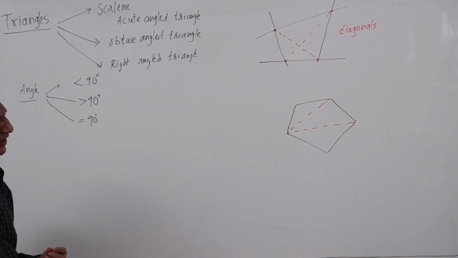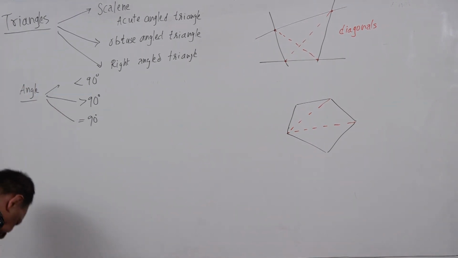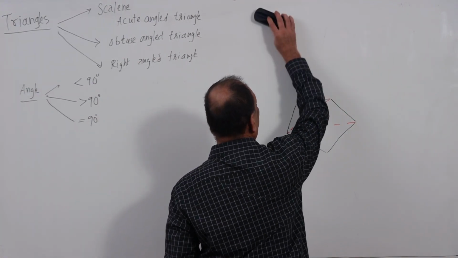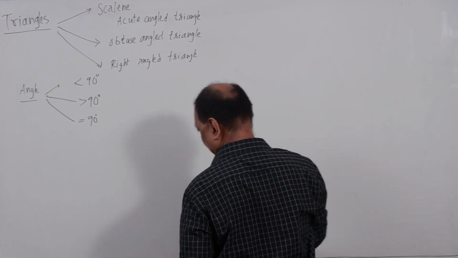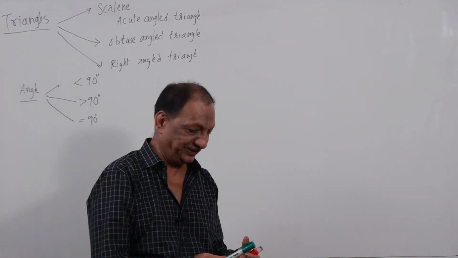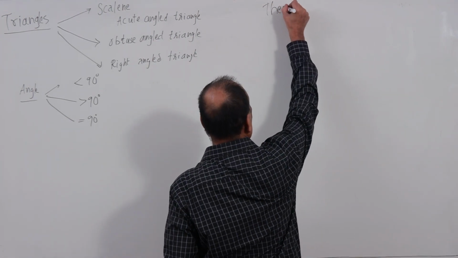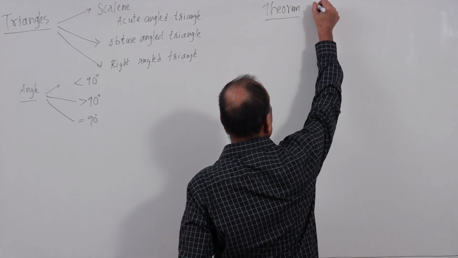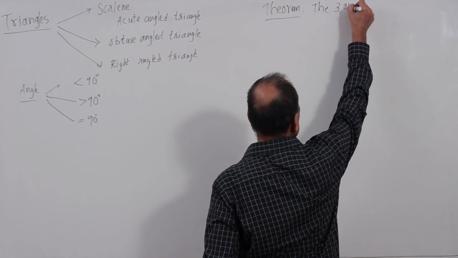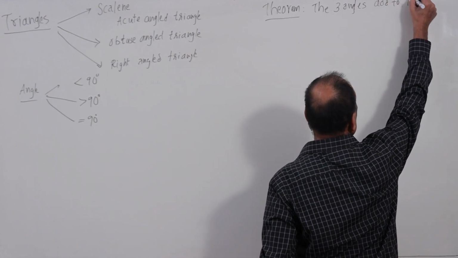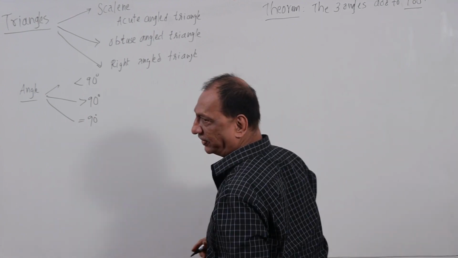Now the first thing we need to study is about the angles of the triangle. I have any triangle, doesn't matter whether it is scalene, right angled or obtuse angled. So what about the angles of a triangle? Can we make one observation on that? It is actually the first theorem in geometry. I'll state it as a theorem: the three angles of the triangle add to 180 degrees. The total is always 180 degrees.